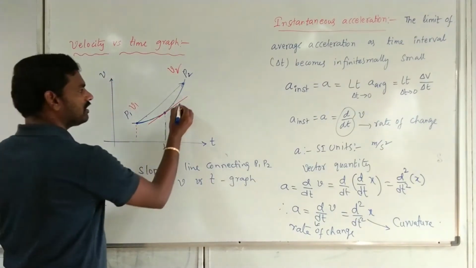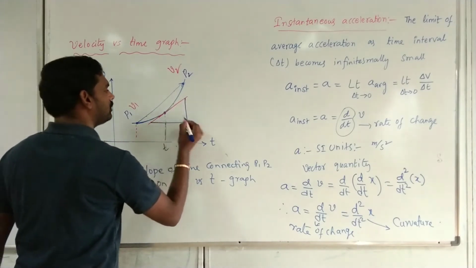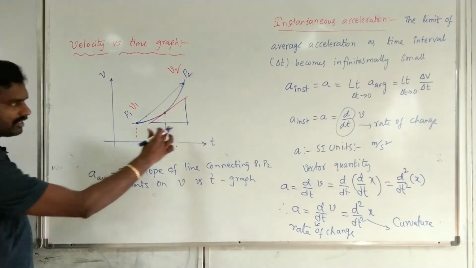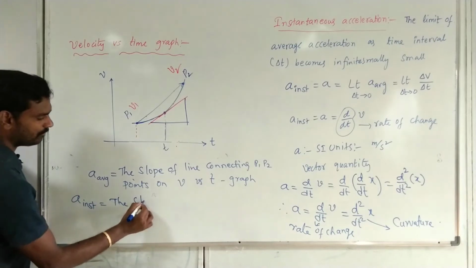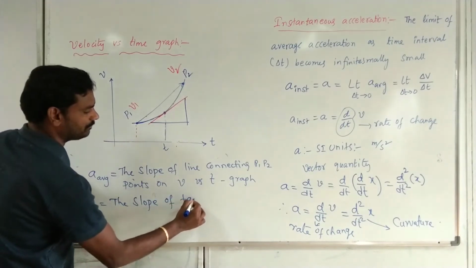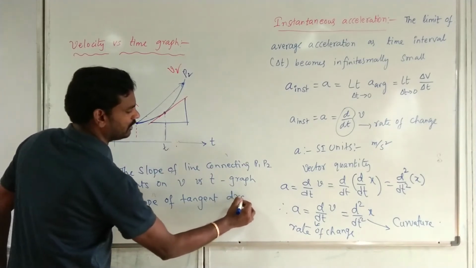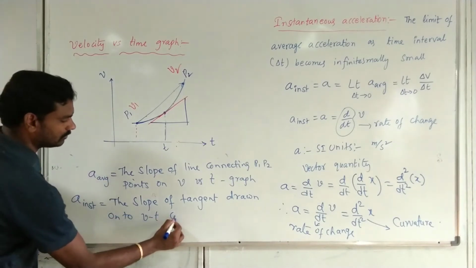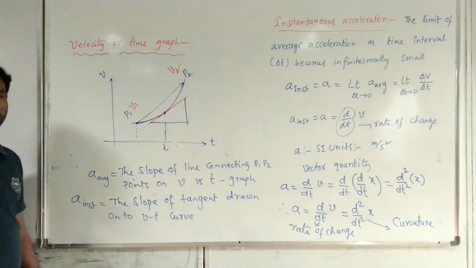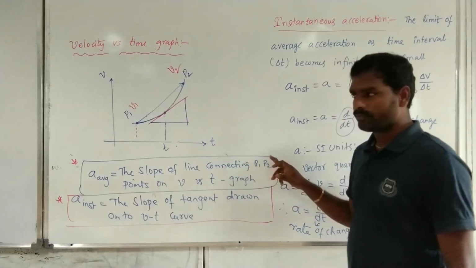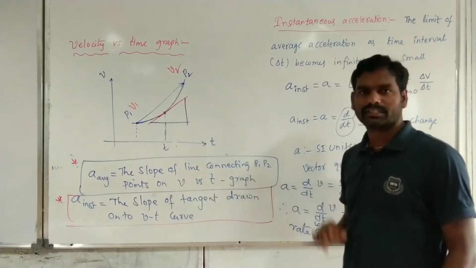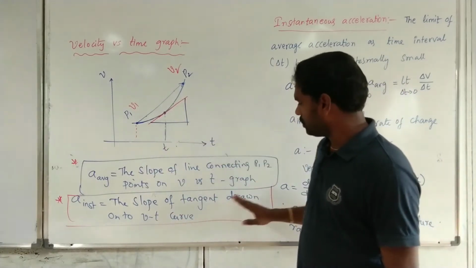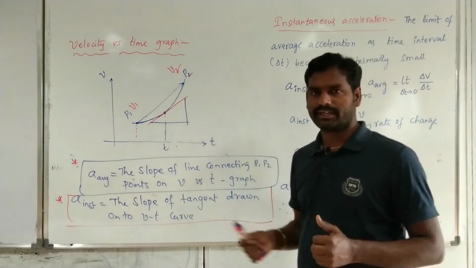The slope of the tangent drawn onto the Vt curve is called the instantaneous acceleration. How will we find out instantaneous acceleration? The slope of the tangent drawn onto the Vt curve gives us instantaneous acceleration. Slope of the line connecting P1, P2 points on the velocity versus time graph is average acceleration. The slope of the tangent drawn onto the Vt graph gives us instantaneous acceleration.